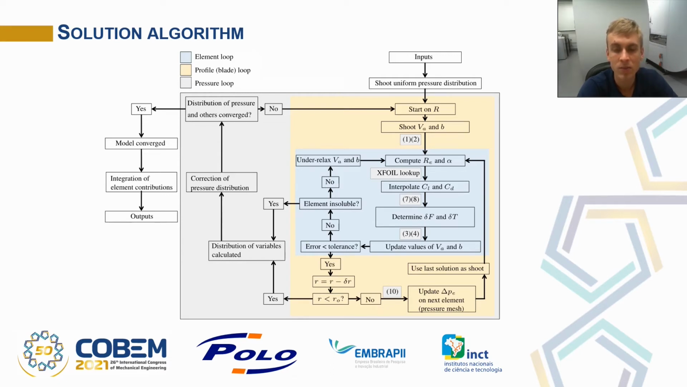The solution algorithm is finished when the variation of the variable distribution is smaller than the tolerance. Once the model converges, an integration of the outputs of the elements is made to determine the fan outputs, mainly the power consumption and the airflow.